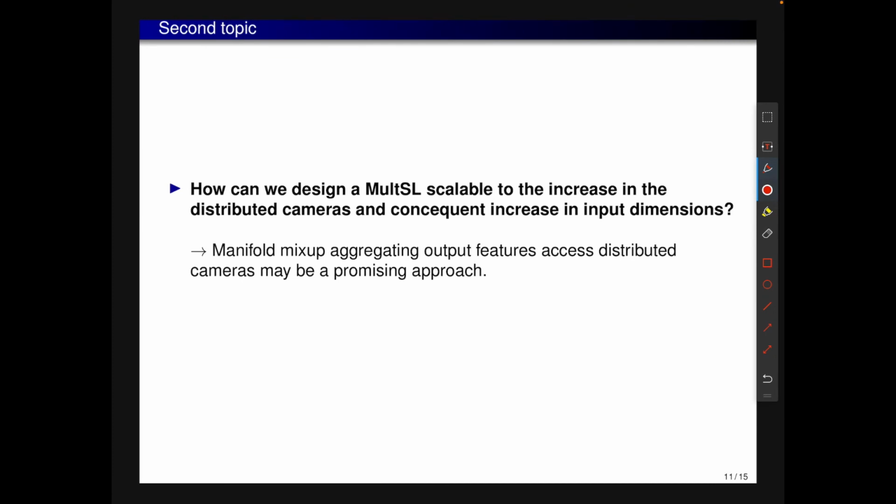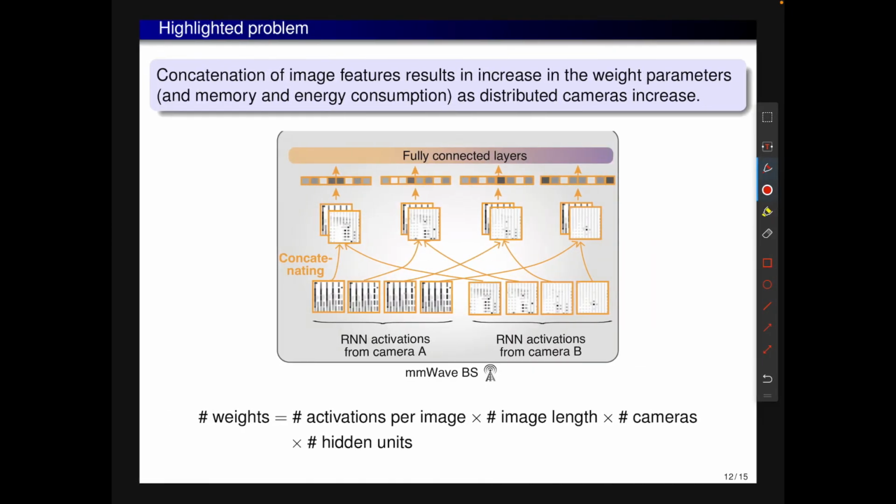Okay, let's move to the second topic. In this topic, we answer how to design a multimodal split learning scalable to the increase in the number of distributed cameras in terms of energy efficiency. Okay, first I'd like to mention the problem from increasing the number of cameras.